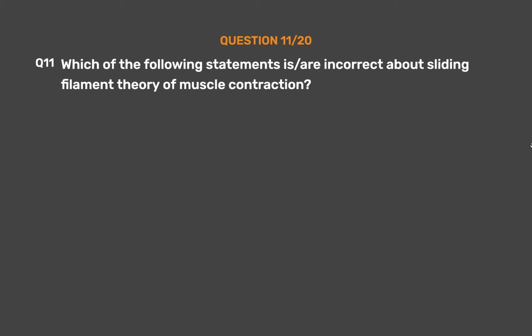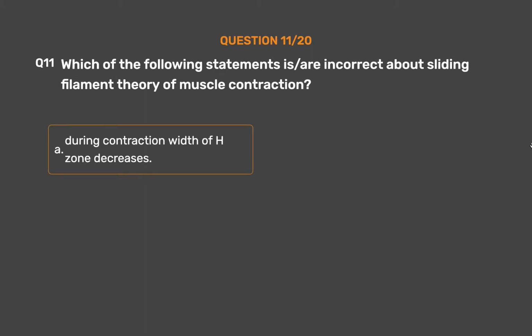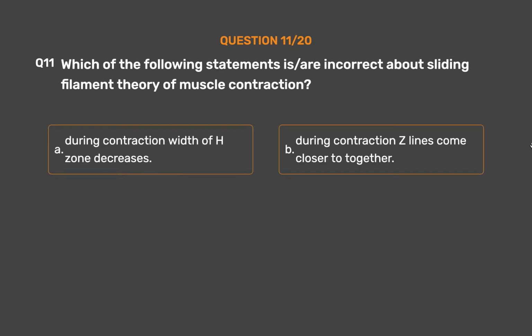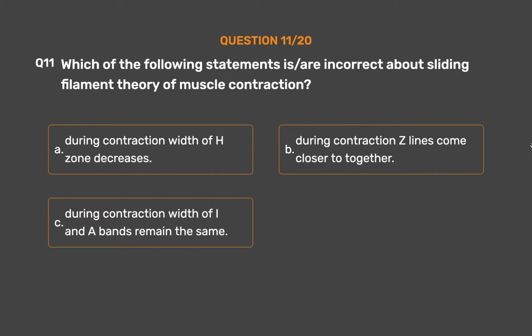Question number 11. Which of the following statements is/are incorrect about sliding filament theory of muscle contraction? Option A. During contraction width of H zone decreases. Option B. During contraction Z lines come closer together. Option C. During contraction width of I and A bands remain the same. Option D. Both A and B.